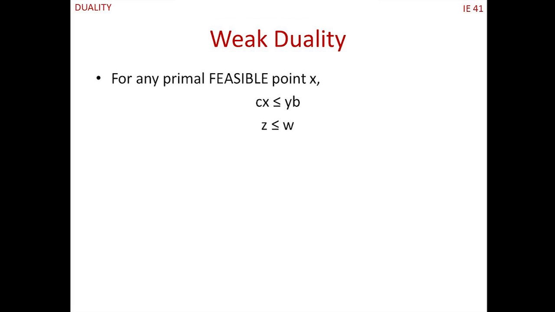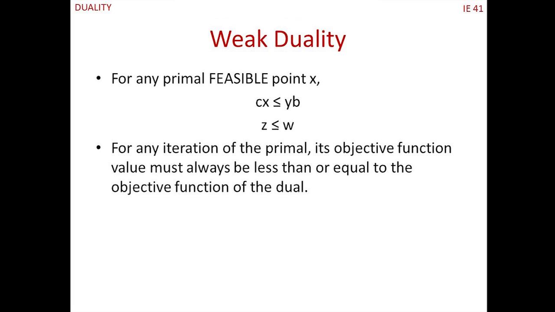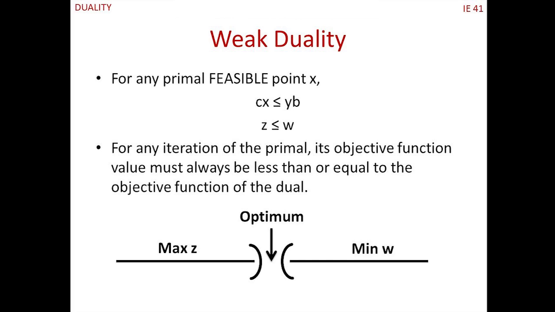Weak duality. We now go to the concept of weak duality. Weak duality states that for any primal feasible point x, Cx is less than or equal to yb, and z is less than or equal to w. This means that for any iteration of the primal, its objective function value must always be less than or equal to the objective function of the dual. Remember that weak duality only applies to any primal feasible point.